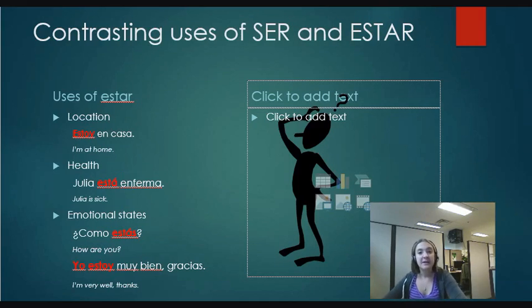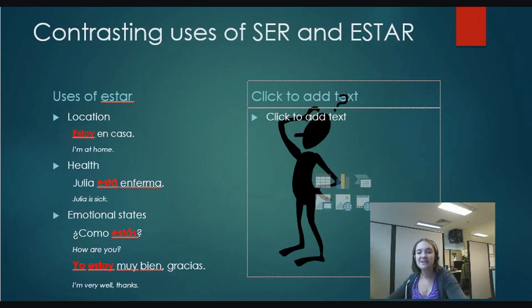To tell how you're feeling, it says Julia está enferma. Julia is sick. It's like she's not going to be sick forever. If you were to use the word ser, Julia es enferma, that would mean that she is a sick person. So depending which one you choose, it can actually change the meaning of the sentence.